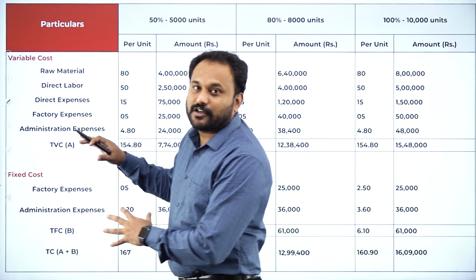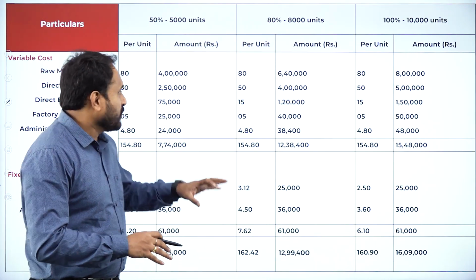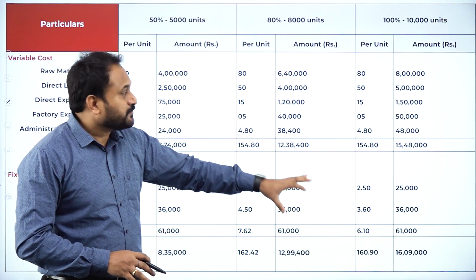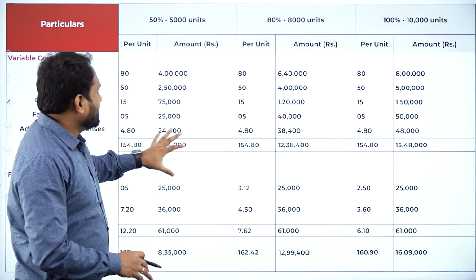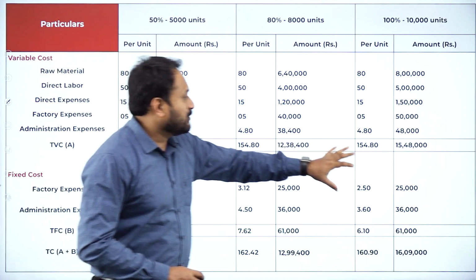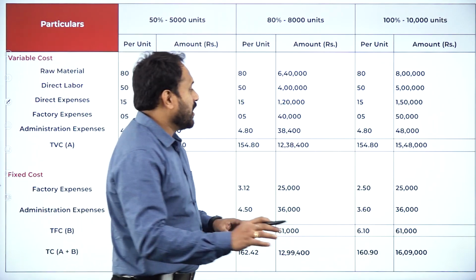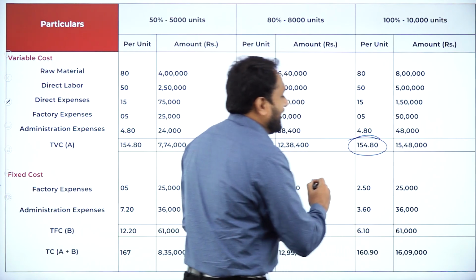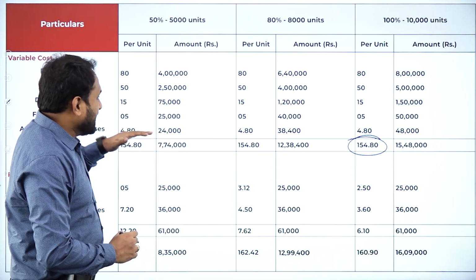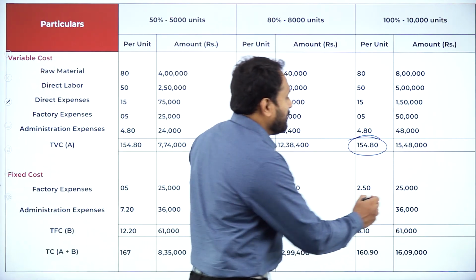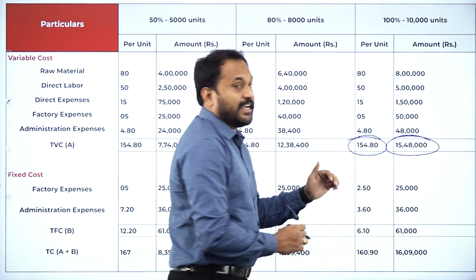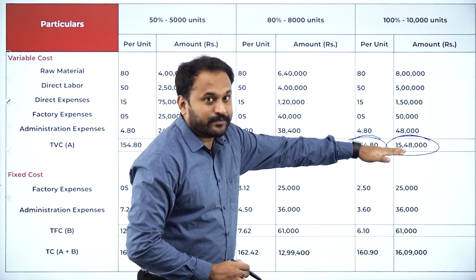If you have not solved the question, students, I want you people to take a screenshot of this, and go with each and every entry here. So we had done 50% and 80%. The 100% was the remaining one. If you have got 154 rupees 80 paisa for TVC, total variable cost, and the amount is 15,48,000, your answer is correct till here, right?